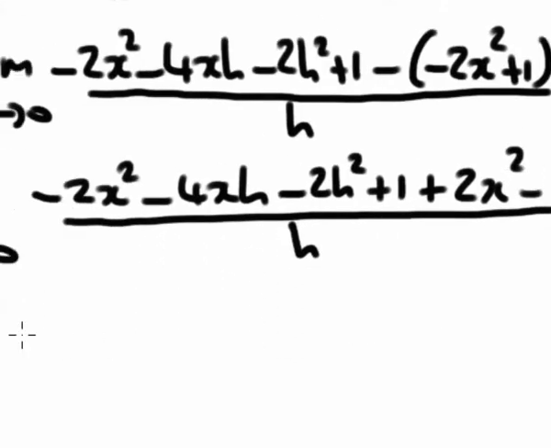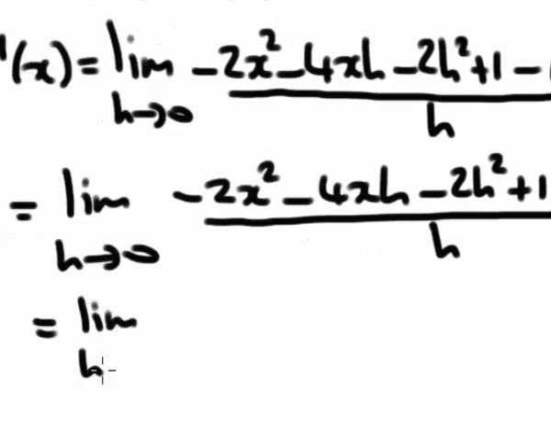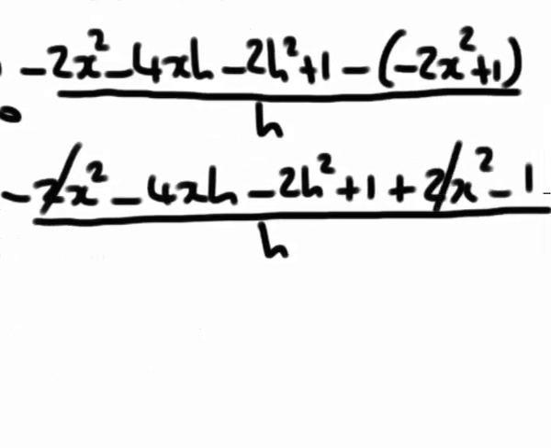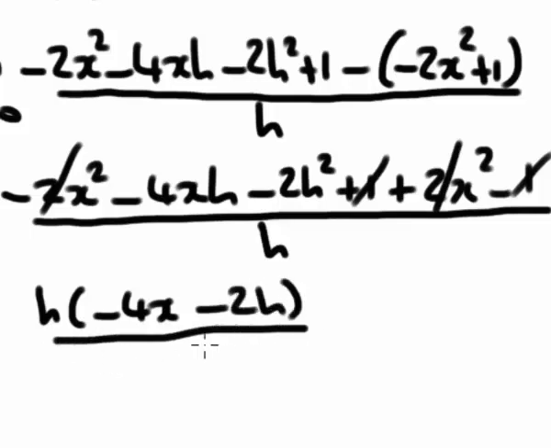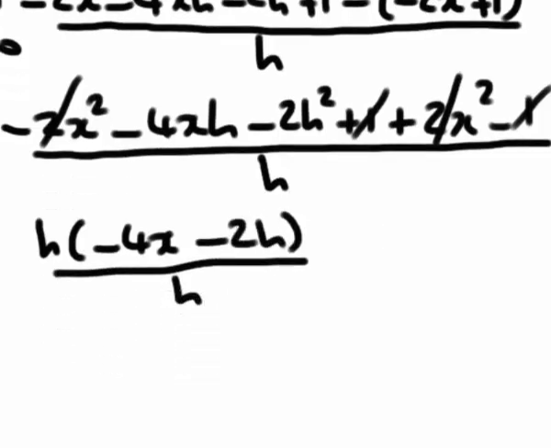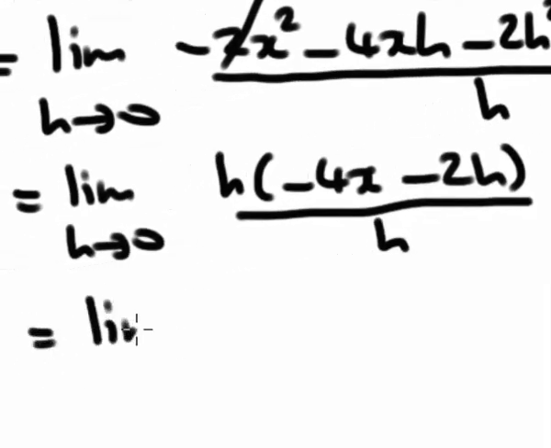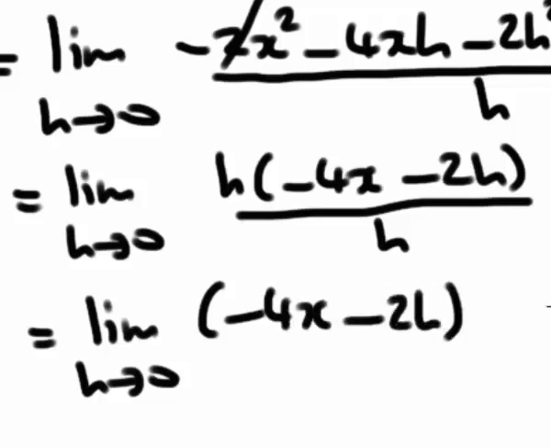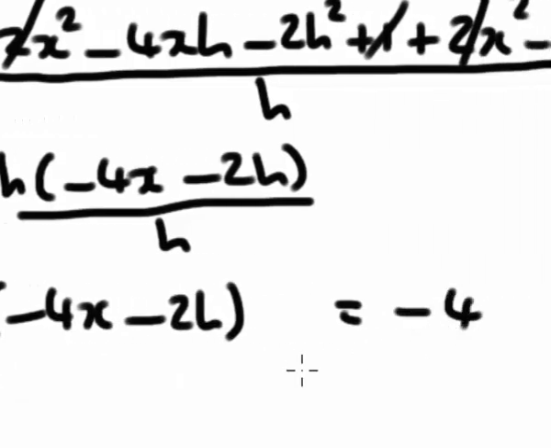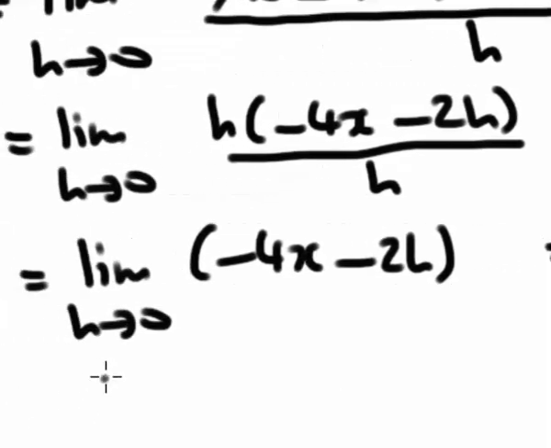Okay, so what happens now? It equals the limit as h approaches 0. Well, those cancel, the 1's cancel, and you can take out an h common: negative 4x minus 2h all over h. And then the h's cancel, which is rather great. It equals the limit as h approaches 0 of negative 4x minus 2h. And then if you substitute the 0 in for h, the answer comes to negative 4x. So what is your gradient here? So then we say f prime x is negative 4x.